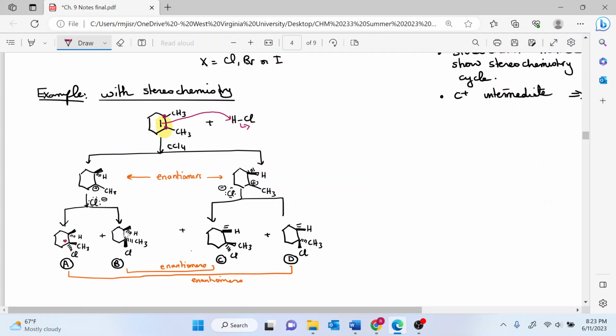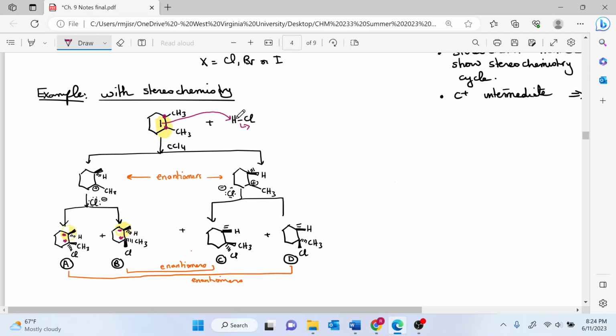So here you have two chiral centers. The first chiral center over here is the same, but the second chiral center here is different. So A and B are considered to be diastereoisomers. C and D also are considered to be diastereoisomers because they differ in just one chiral center. The other chiral center is exactly the same. However, B and C differ in both chiral centers, so these are enantiomers, and A and D are enantiomers.